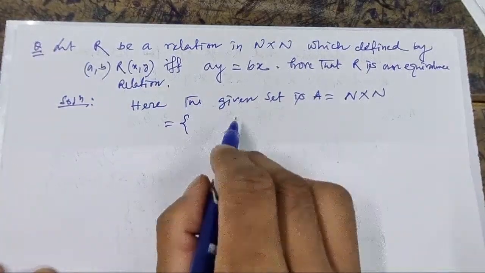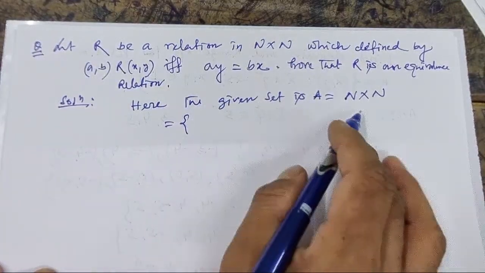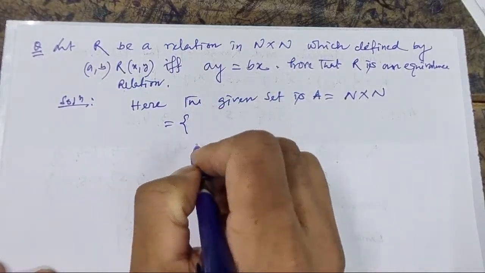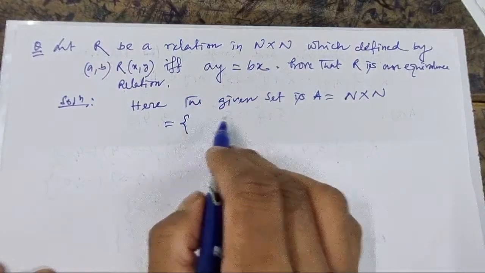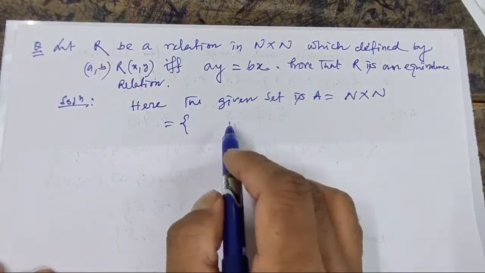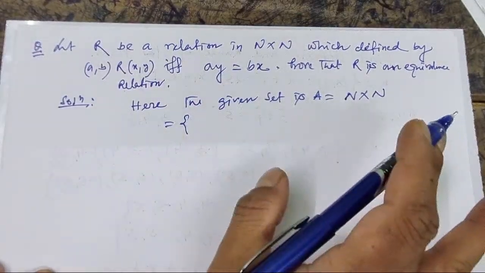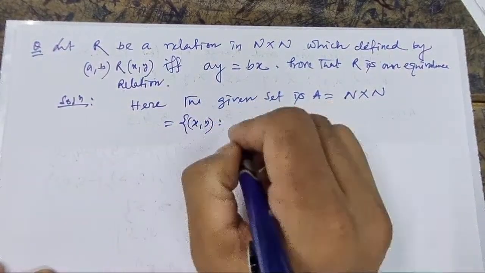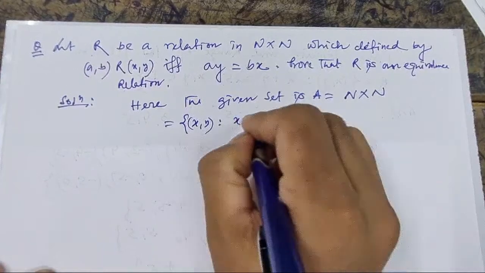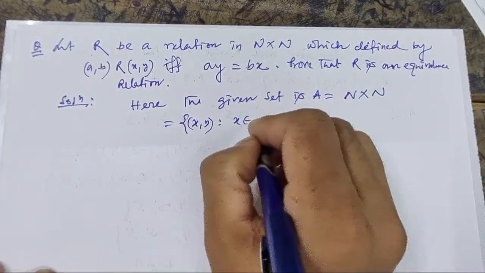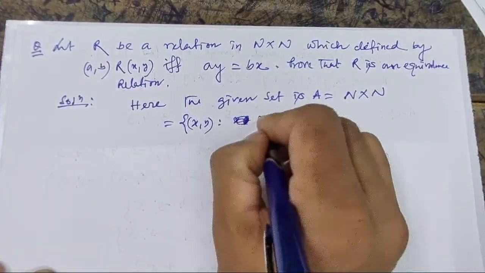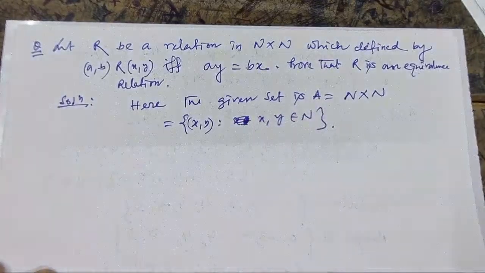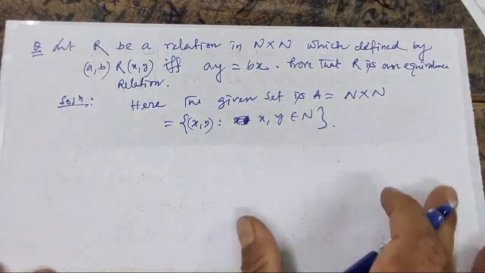So here the given set is A equals N cross N. It can be (1,1), (2,2), (3,3), (1,5), (1,6), like that. All of them will come. That means you can take it as (x, y) such that (x, y) belongs to the natural numbers, just like that. This itself is a set.